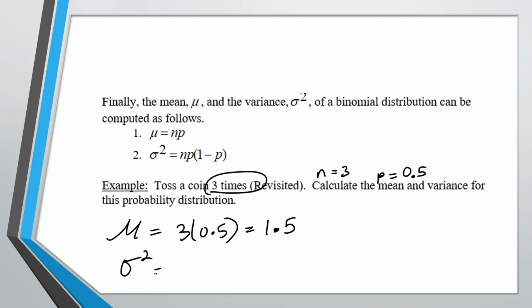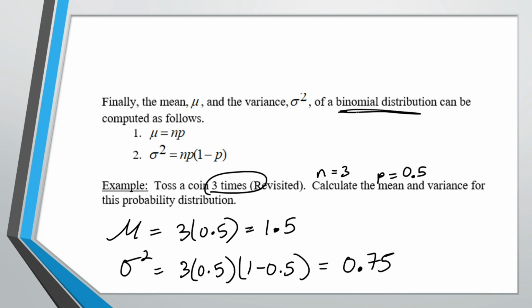The variance is equal to np times 1 minus p, or 3 times 0.5, times 1 minus 0.5, and this gives us 0.75. And so we get the exact same answer as earlier by doing it with a different method. Just remember, this formula only works for a binomial distribution.